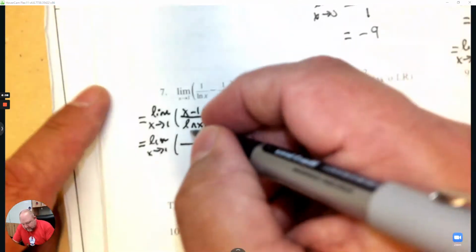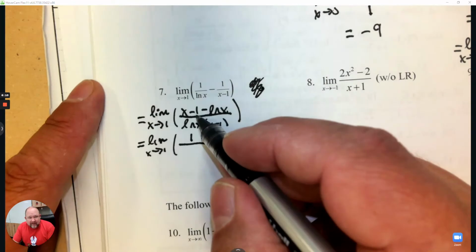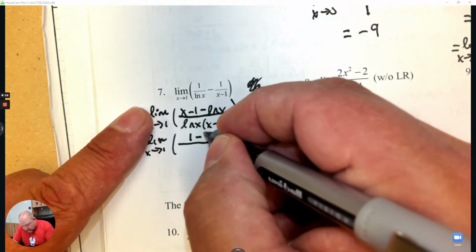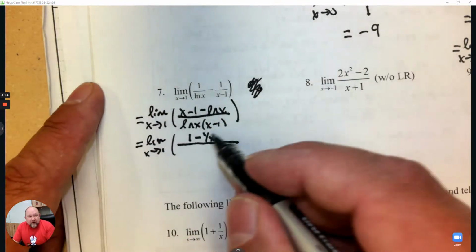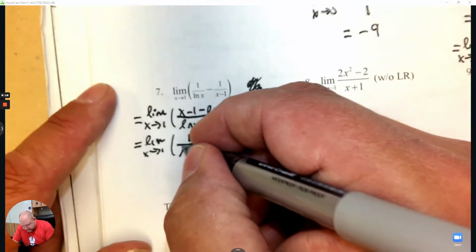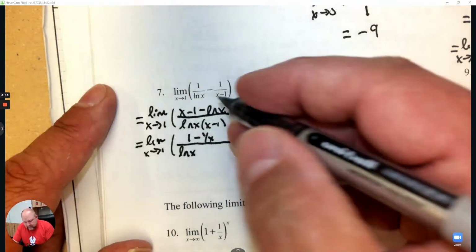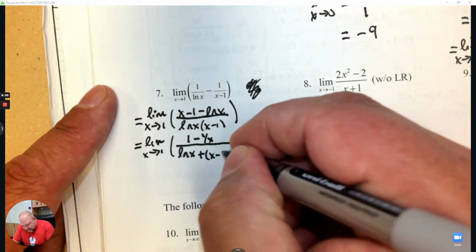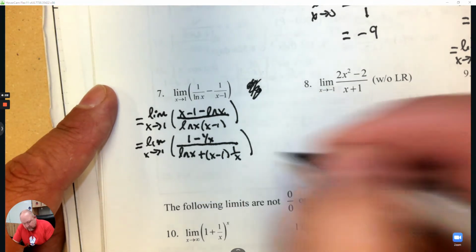So the derivative of x, the derivative of negative 1 is 0. The derivative of ln x is 1 over x. The denominator is going to be the product rule: the first times the derivative of the second plus the second times the derivative of the first.